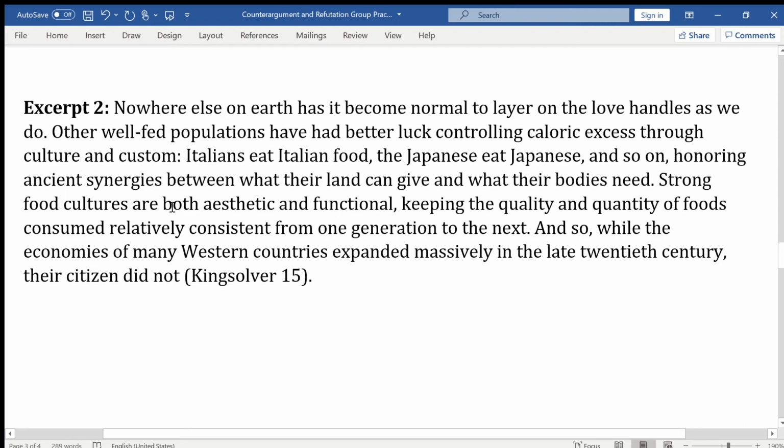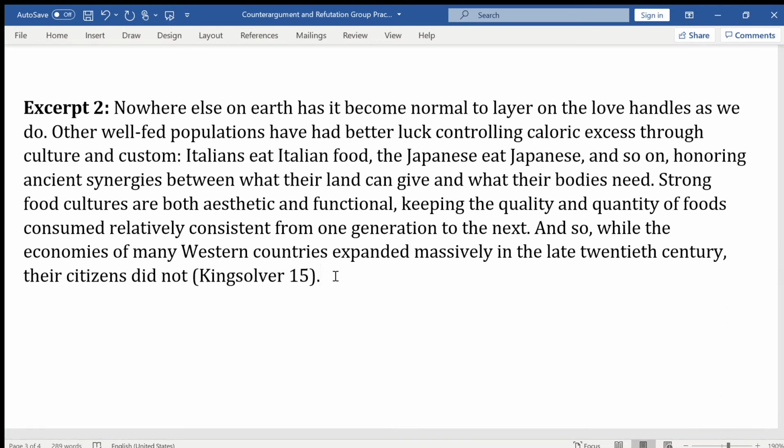Strong food cultures are both aesthetic and functional, keeping the quality and quantity of foods consumed relatively consistent from one generation to the next. And so, while the economies of many Western countries expanded massively in the late 20th century, their citizens did not. That's from Kingsolver 15. So go ahead and pause the video now. Find the argument of this excerpt, write a counterargument, and a refutation.